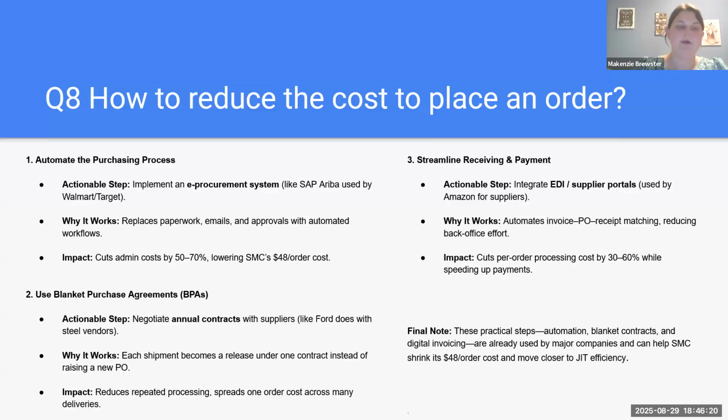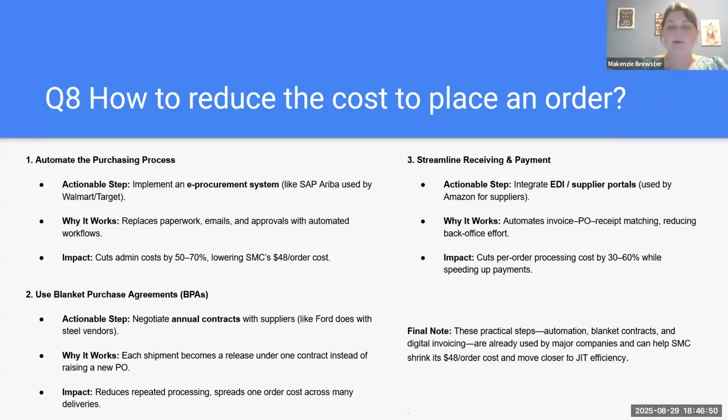Another thing is blanket purchase agreements. This is basically negotiating annual contracts with suppliers, as many companies do for raw materials. Specifically, Ford uses it for steel vendors. They use contracts versus making every single purchase under a new PO. They're able to streamline their processes and do more bulk orders versus every single new PO. Then streamlining receiving and payments.